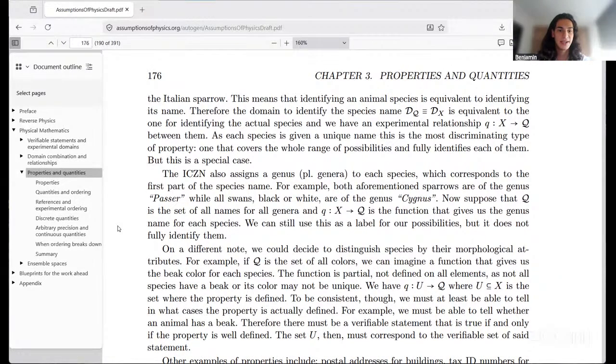The ICZN also assigns a genus, or in plural, genera, to each species, which corresponds to the first part of that species name. For example, both aforementioned sparrows are of the genus Passer, while all swans, black or white, are of the genus Cygnus. Now suppose that Q is the set of all names for all genera, and little q from X to Q is the function that gives us the genus name for each species. We can still use this as a label for our possibilities, but it does not fully identify them.